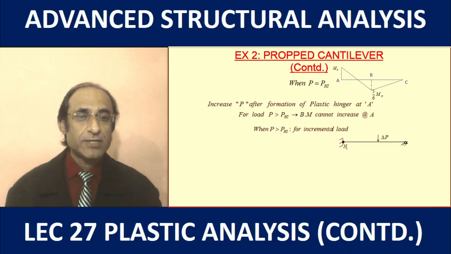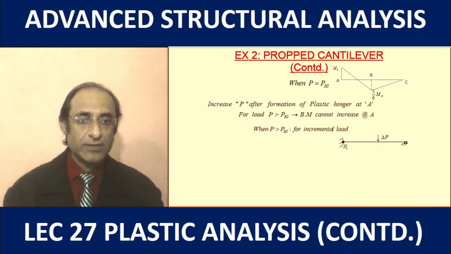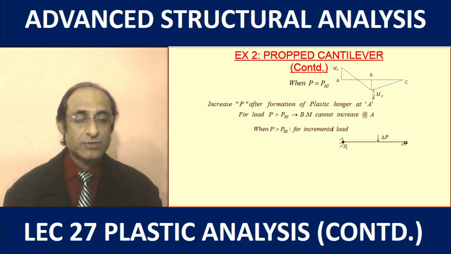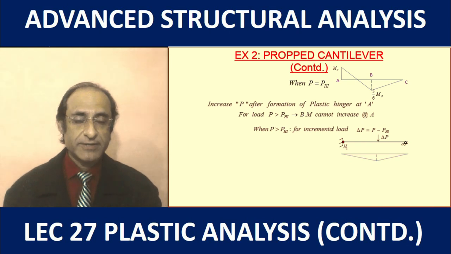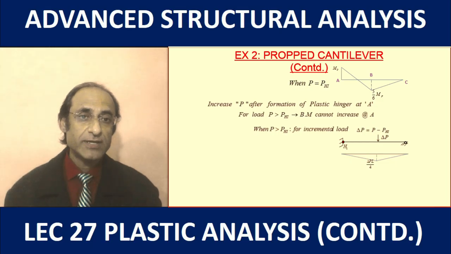So this is the structure for the incremental load, delta P. So basically this behaves like a hinge and a roller system. So for the incremental load, we analyze like this. So the bending moment diagram for the incremental load will be a simple triangular type with symmetry at the mid. So the bending moment at the midpoint will be delta P L by 4 for the incremental load.